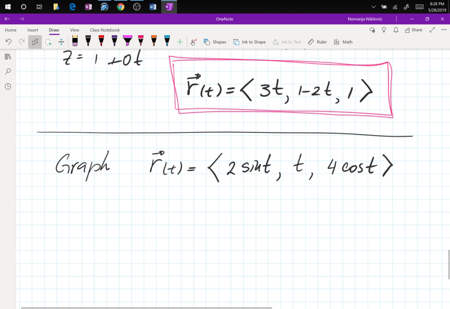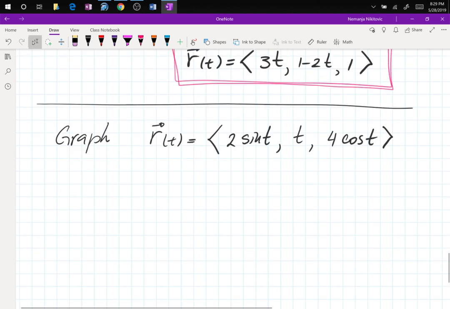So any ideas what this might be? Elliptical helix. Excellent. Keep talking. Centered around the y-axis. Excellent. This helix is elliptical, so it's squished because we have two different radii, and it's also wrapped around the y-axis because that's where the t is.